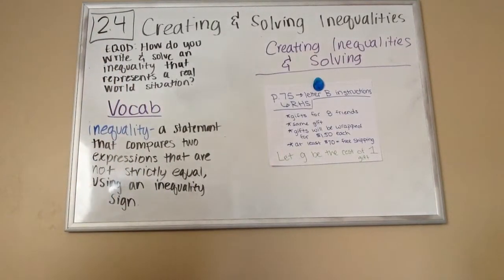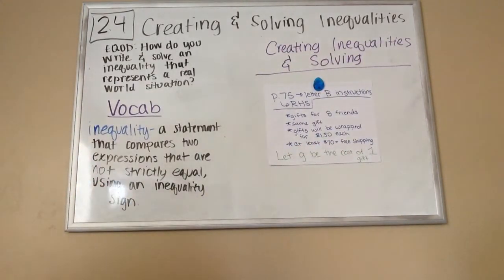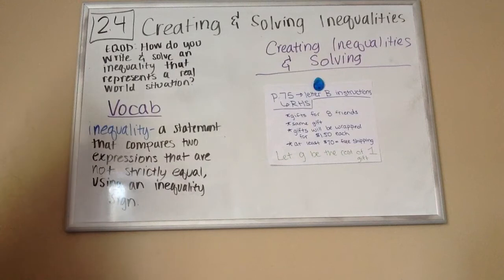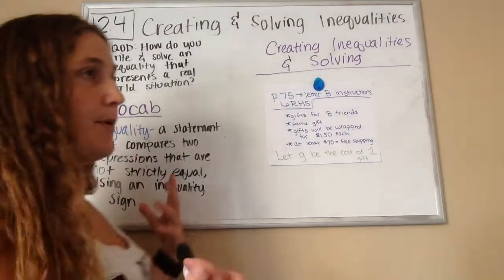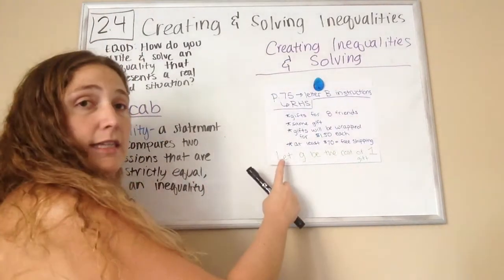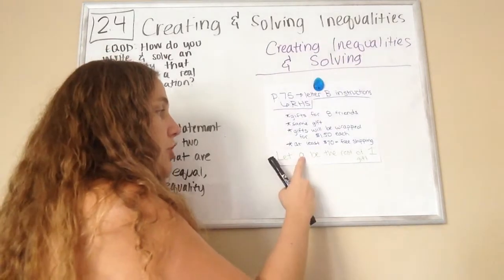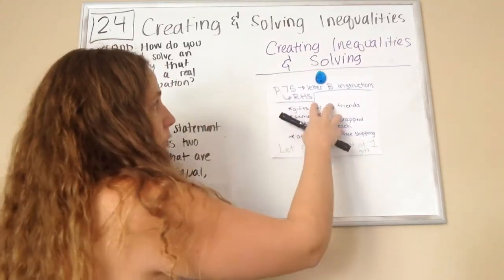Okay? If Sergio spends at least $70, he will receive free shipping on his order. Write and solve an inequality to determine how much Sergio needs to spend on each gift in order to get free shipping. So how much does he need to spend on each gift to get free shipping? So we had to pick a variable, right? We don't know how much he's going to spend on each gift. So we had to pick a variable for that. It's an unknown. So this says, let G be the cost of one gift. Let G be the cost of one gift.